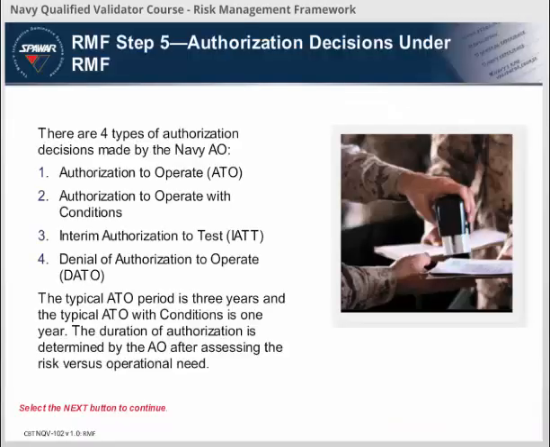There are 4 types of authorization decisions made by the Navy AO. 1. Authorization to operate, ATO. 2. Authorization to operate with conditions. 3. Interim authorization to test, IATT. 4. Denial of authorization to operate, DATO. The typical ATO period is 3 years, and the typical ATO with conditions is 1 year. The duration of authorization is determined by the AO after assessing the risk versus operational need.